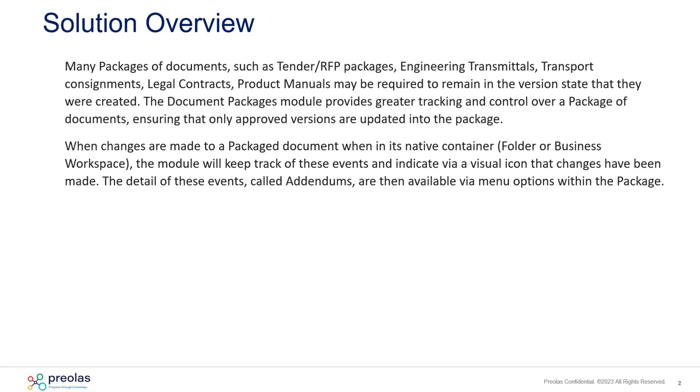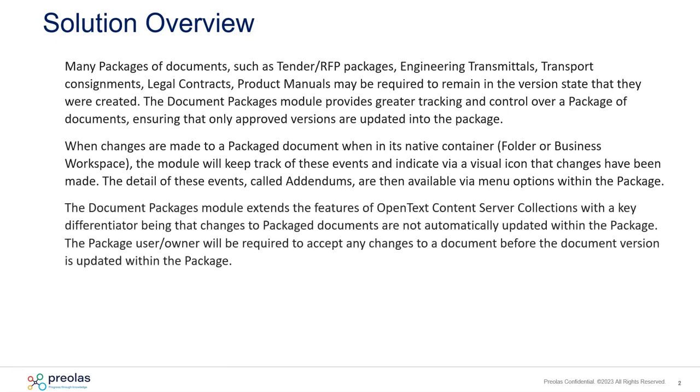When a document is updated in its native container, so it might be a legal document that's in the legal department in a business workspace there, and that document is part of one or many packages throughout the system, then a visual indication will tell the administrator that there has been a change to one or many of the documents in that package. These changes are called addendums, and the user can then go in and have a look at these addendums and decide whether they want to add those addendums to the package or not.